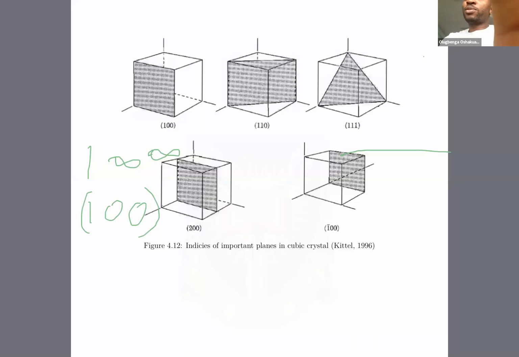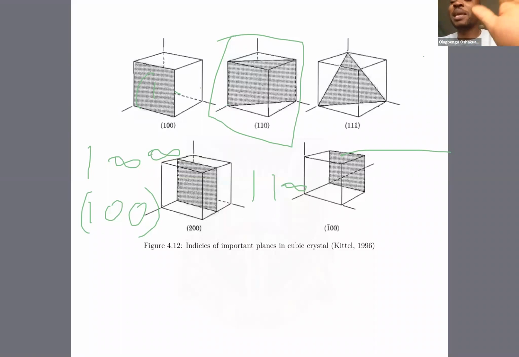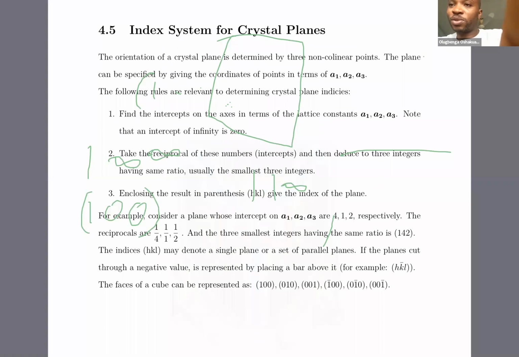The same thing applies here. The plane intercepts the A1 axis at 1, the A2 axis also at 1, and the A3 axis at infinity. So you have 1, 1, 0. Every face of the cube can be described as a plane, and they can all be addressed using the index system of planes, also called Miller indices.